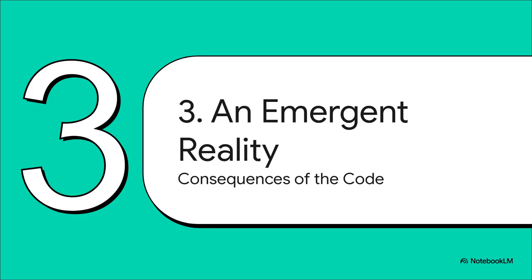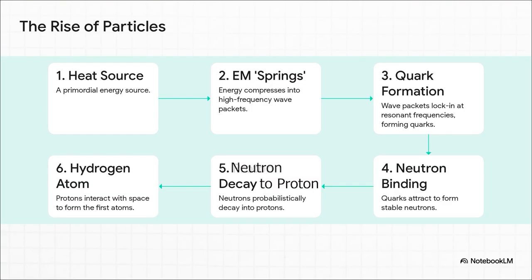This is where things get really wild, because all the familiar physics we know starts to just appear, not as fundamental laws, but as consequences of these simpler rules. According to this theory, matter wasn't all created in one single Big Bang. No, it was more like a cosmological cascade, a series of steps. It starts with a source of primordial energy. This energy gets compressed by the active space-time field into these tiny high-frequency wave packets. And when these waves hit just the right resonant frequency, they kind of lock in and bam, you have the first stable quarks. From there, a simple set of attraction rules lets them bind into neutrons, which then decay into protons. And finally, those protons interact with space itself to form the first atoms of hydrogen.